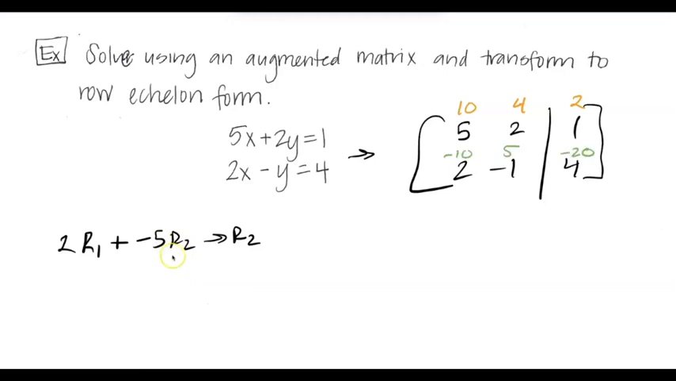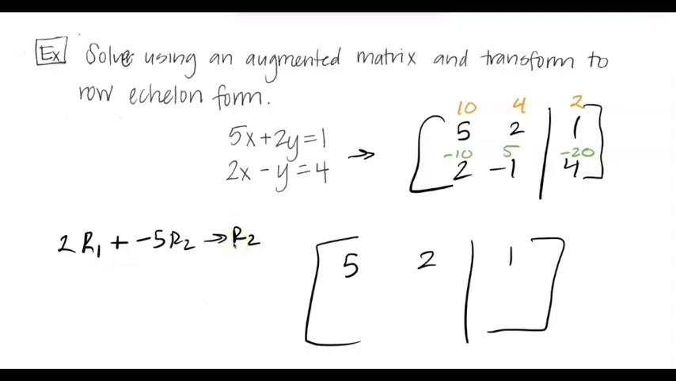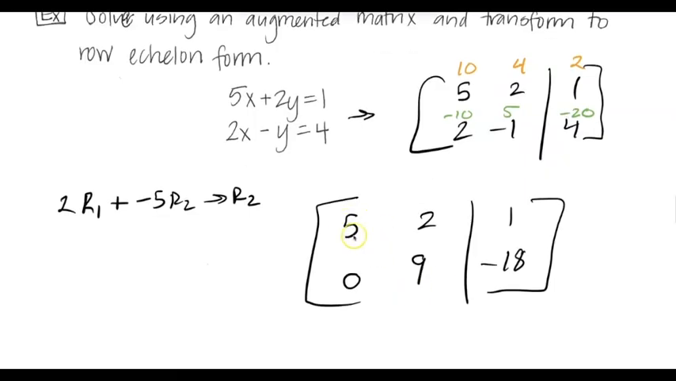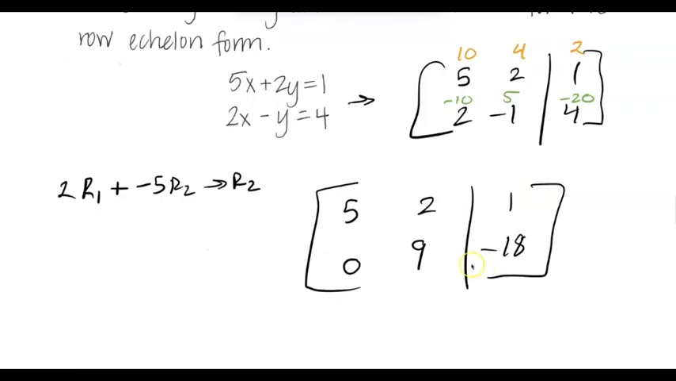Again, very easy to make a small mistake. Keep in mind, I'm keeping row 1 exactly the same. I'm only going to change row 2. I'm going to copy down row 1, and then row 2, we're going to add these up. I'm going to get 0, 9, and then this is -18. If I want a proper row echelon form, you generally want this to be a 1, and you want that to be a 1. Now, in this case, we just multiply each row by 1 over 5. You get proper row echelon form.